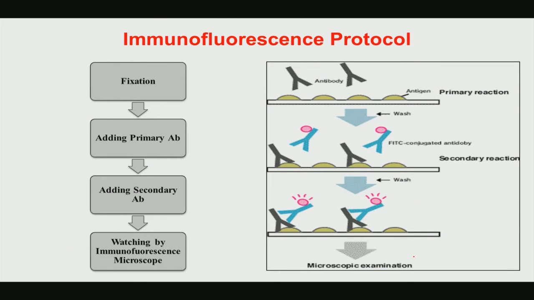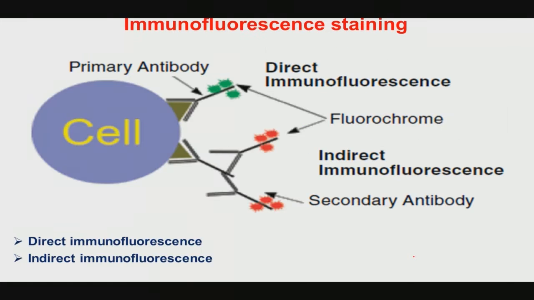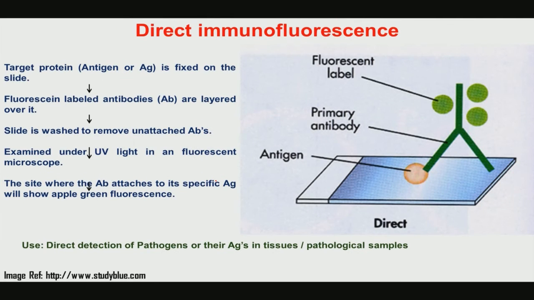This is a little bit more detail of this protocol, which I would like to skip. Then we will go to immunofluorescence staining. As I have shown you before, you have a primary antibody which is added, and in the case of direct immunofluorescence, you add this fluorochrome which will be tagged here. In the case of indirect immunofluorescence, you add a secondary antibody, and then the same tagging takes place using the secondary antibody.